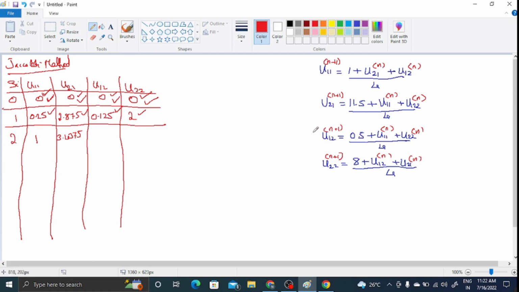Now find U12. What is U12? 0.5 plus U11. U11 is 0.25, plus U22. U22 is 2. So what is the answer? 0.6875.